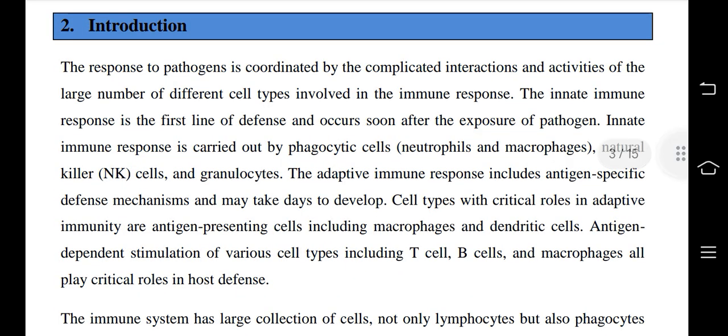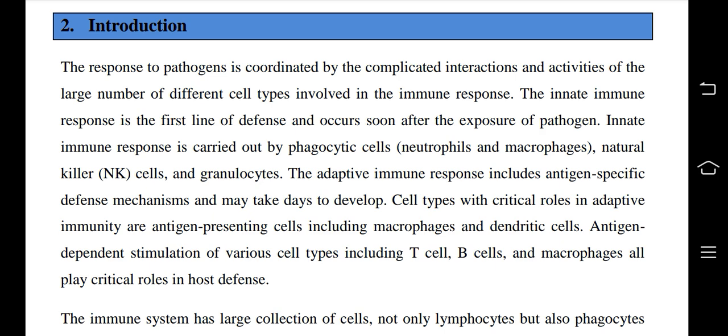The response to pathogens is coordinated by the complicated interactions and activities of the large number of different cell types involved in the immune response. The innate immune response is the first line of defense and occurs soon after the exposure to a pathogen. Innate immune response is carried out by phagocytic cells like neutrophils and macrophages, natural killer cells, NK cells, and granulocytes. The adaptive immune response includes antigen-specific defense mechanisms and may take days to develop.